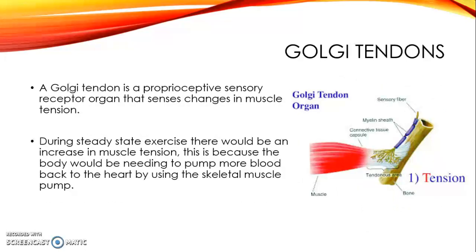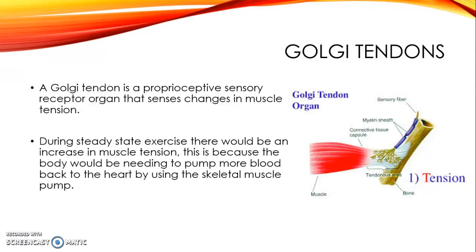A Golgi tendon organ. A Golgi tendon organ is a proprioceptive sensory receptor organ that senses the change in muscle tension. During steady state exercise, there would be an increase in muscle tension. This is because the body would need to pump more blood back to the heart using the skeletal muscle pump. The skeletal muscle pump works as the muscles contract, which forces blood up and out of the veins in the muscle, and then the veins have valves which prevent backflow, and these valves then are clamped shut, which stops blood going back into the muscle.